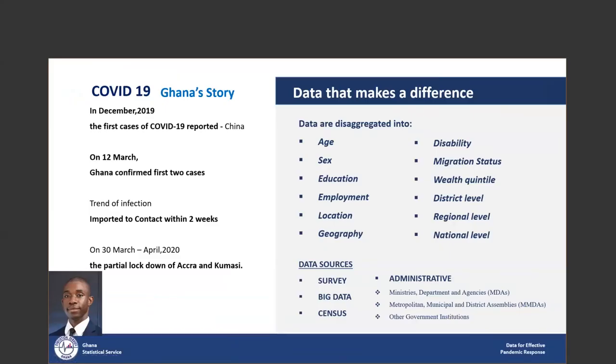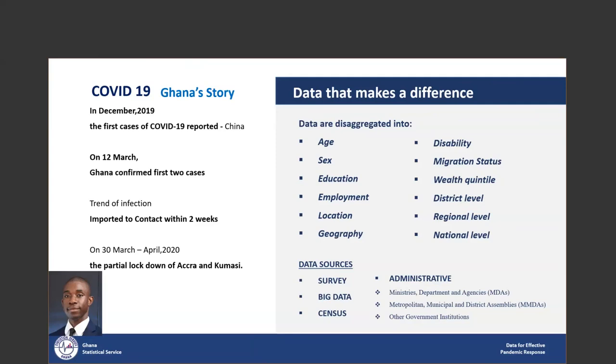In December 2019, the first corona cases were reported around the world, basically in China. By the 12th of March, Ghana recorded the first two cases, and precautionary measures were put in place. Within a week, the trend of infection changed from imported, that's people arriving from other countries, to being recorded as infected based on contact tracing within communities. By the 30th of March, a lockdown protocol was implemented in Accra and Kumasi to curtail the spread of the infection. What informed this decision-making in Ghana was how we gathered our data.